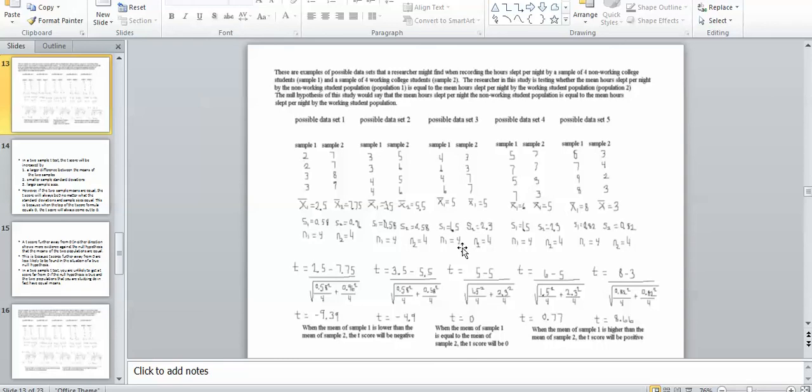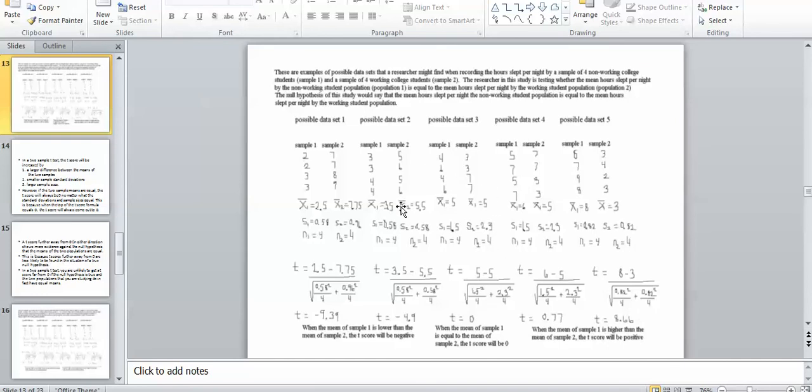Notice how when we move in this direction, the t-scores are getting further below 0. So when the mean of sample 1 gets further and further below the mean of sample 2, the t-score becomes more negative. And as the mean of sample 1 gets further and further above the mean of sample 2 in this direction, the t-score becomes more positive.